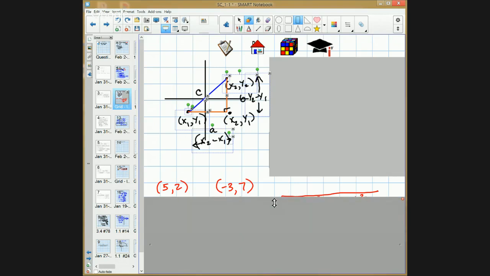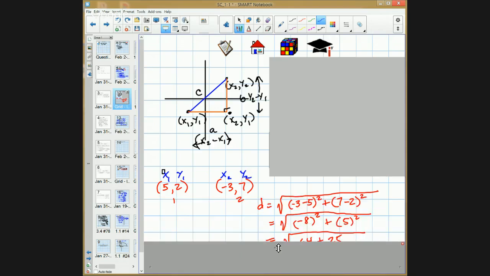So if I gave you these 2 points, 5, 2 and negative 3, 7, could you find the distance? Sure. And by the way, just to make this a little easier, we could think of this guy here as x1, and this is y1, and this is x2, and this is y2. So we could just plug them right into that formula.